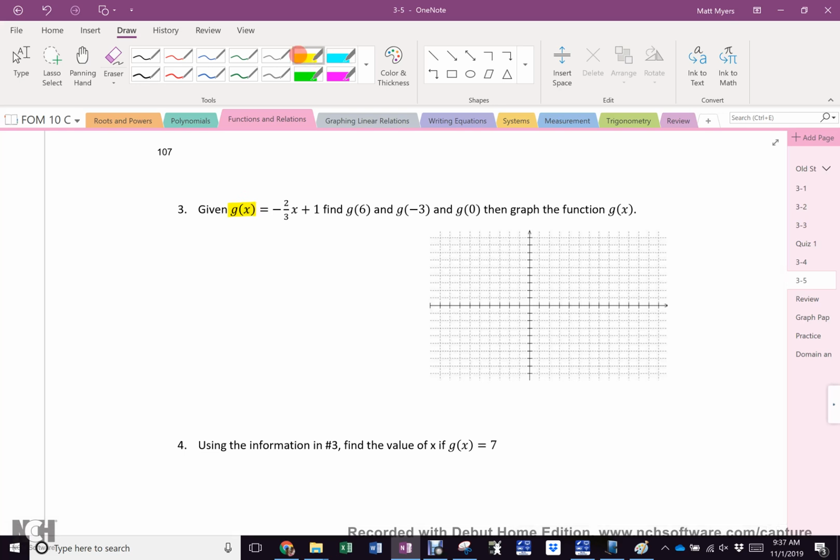So we have been tasked with finding the g of 6, the g of negative 3, and the g of 0. This is not complicated because instead of an x, what do we have to put? 6. So we will start with the g of 6, and we will rewrite. It is no longer negative 2/3 x. It is negative 2/3 times what? 6 plus 1.